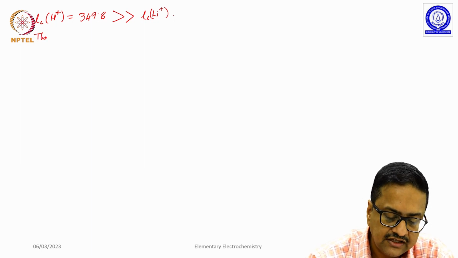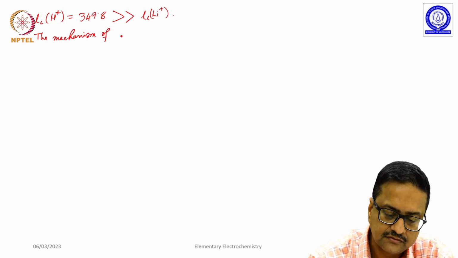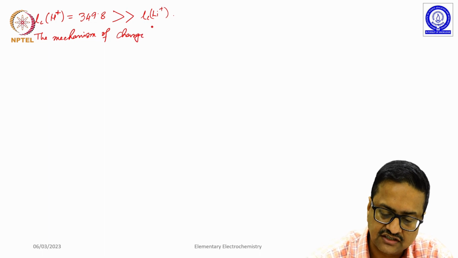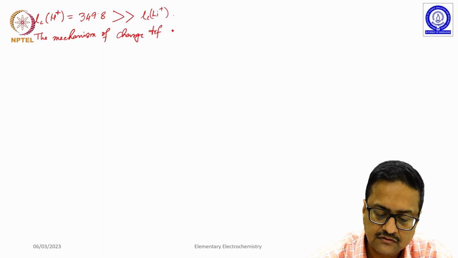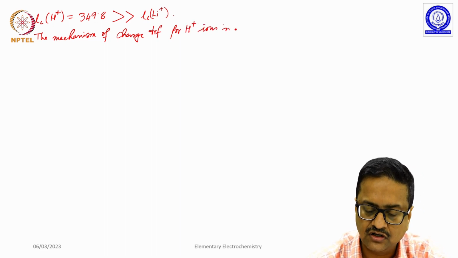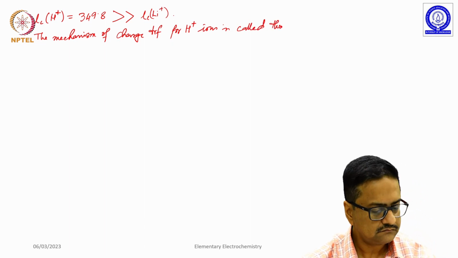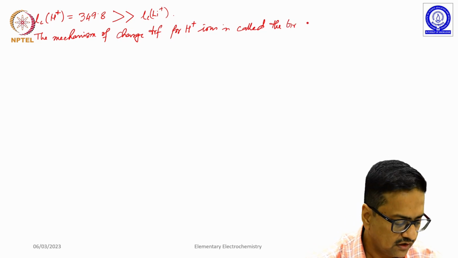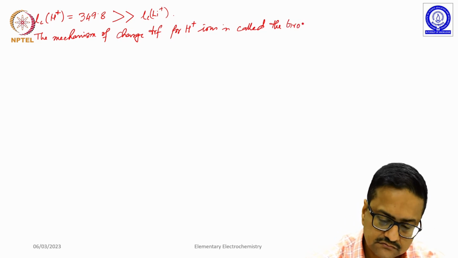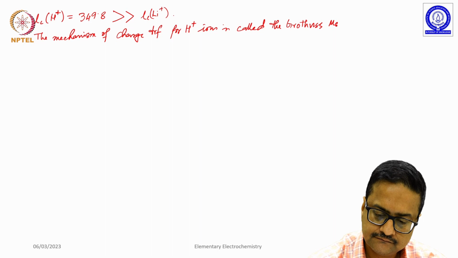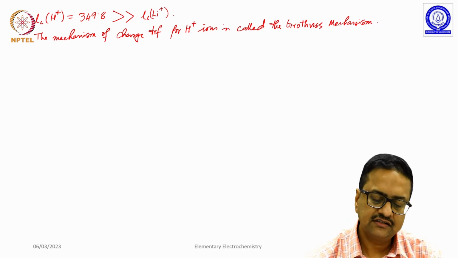So, the mechanism of charge transfer for H+ ions is called Grotthuss mechanism. So, what is this mechanism?